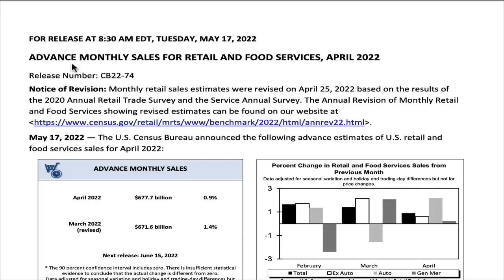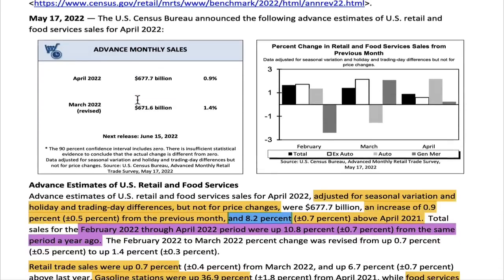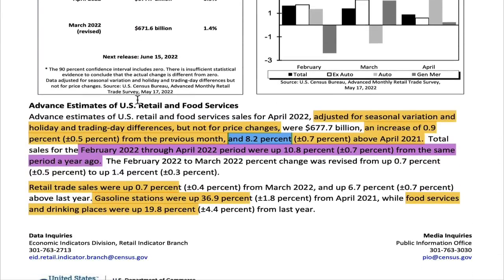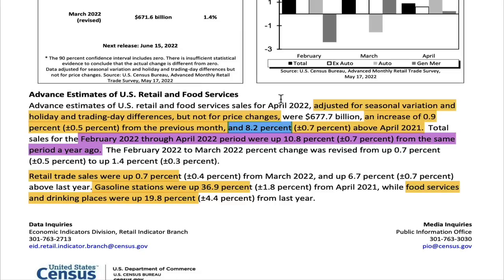Here is the release for retail sales, released at 8:30 a.m. Tuesday, May 17th. It is put out by census.gov. The link for this is in the description box. And I've highlighted some points that are, I think, important to read. Adjusted for seasonal variation and holiday and trading differences, but not for price changes. What this means is that the report for retail sales is adjusted for certain things, but not for prices. In other words, it's a nominal price. It's not a real price. So they tell you that up front.